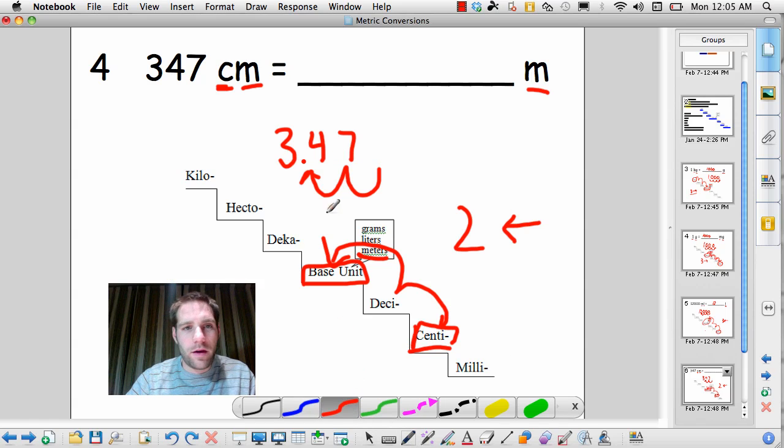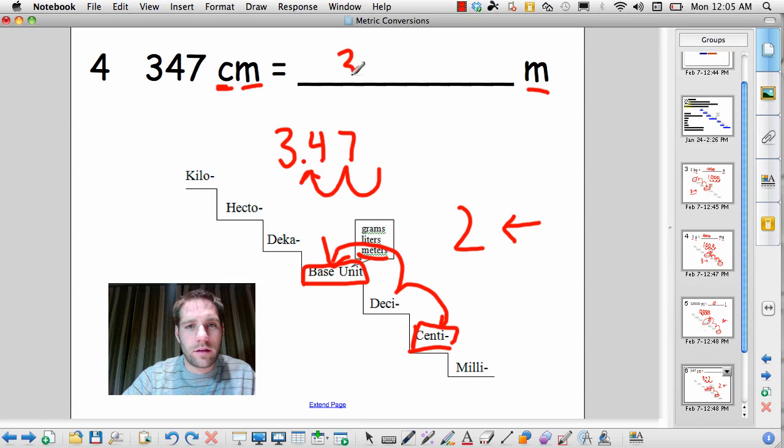So 347 centimeters is equal to 3.47. By using the metric staircase, I looked at where I started, the centi, and where I wanted to go, and I realized I needed to move my decimal 2 steps to the left to get the conversion there. Last example.